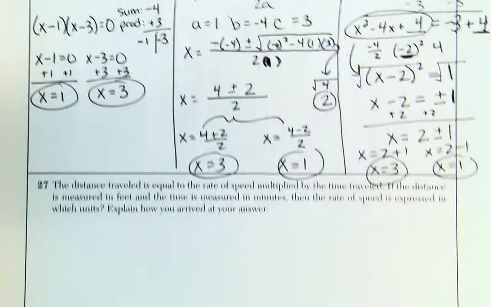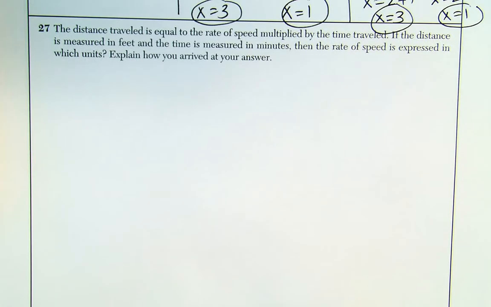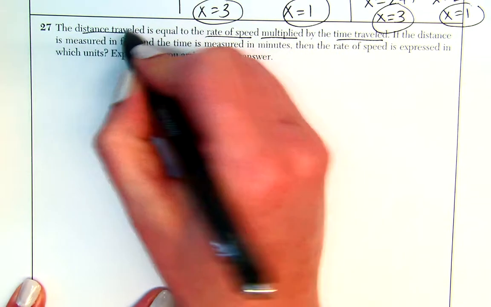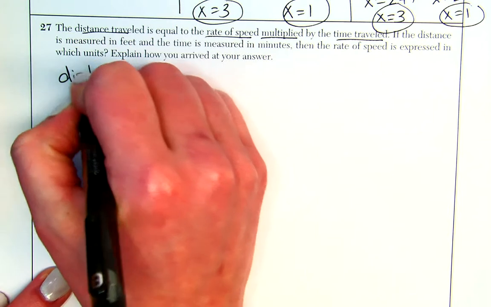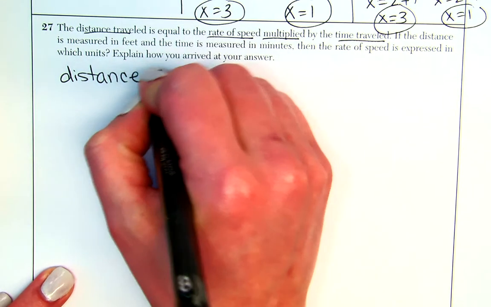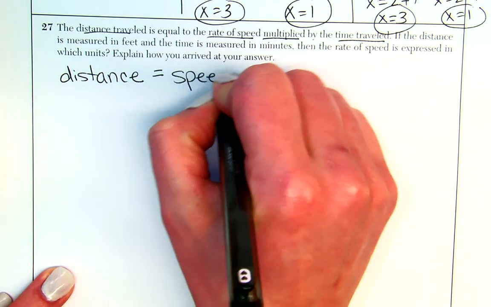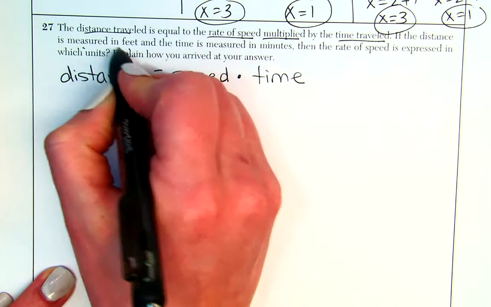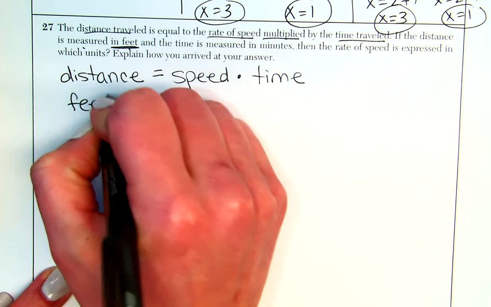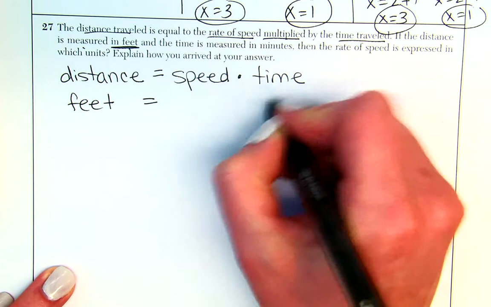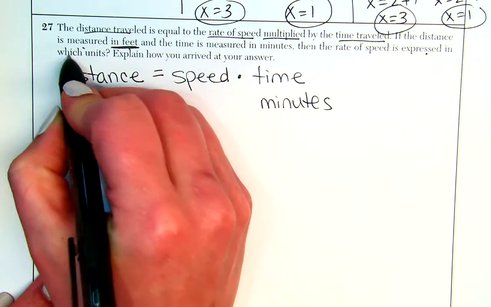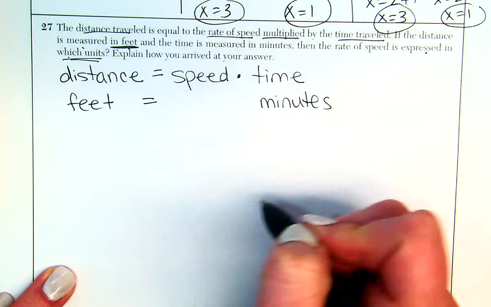All right, so let's take a look at number 27. The distance traveled is equal to the rate of speed multiplied by the time traveled. So right off the bat, distance is equal to the speed times the time. If the distance is measured in feet and the time is measured in minutes, then the rate of speed is expressed in which units? Explain how you arrived at your answer.